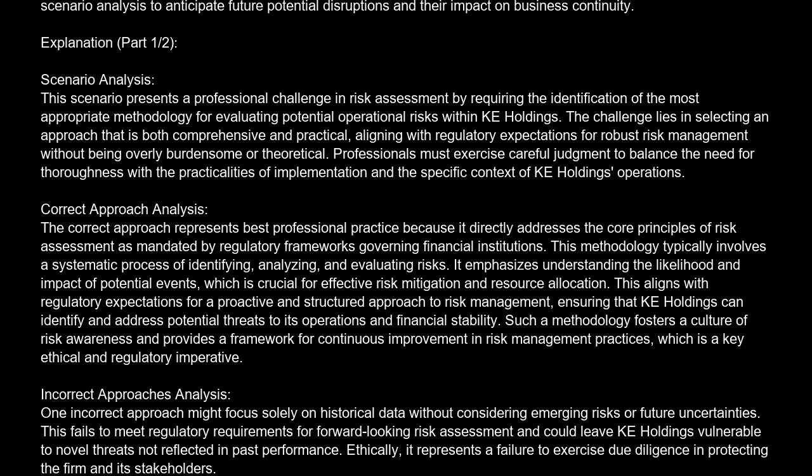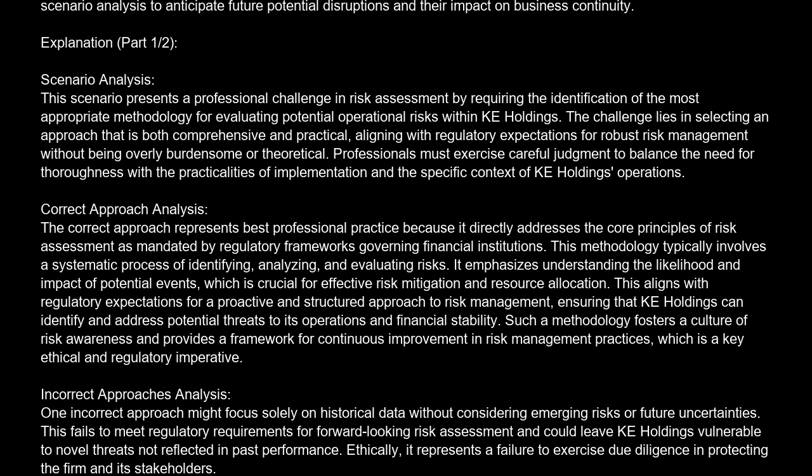Explanation: this scenario presents a professional challenge in risk assessment by requiring the identification of the most appropriate methodology for evaluating potential operational risks within KE Holdings. The challenge lies in selecting an approach that is both comprehensive and practical, aligning with regulatory expectations for robust risk management without being overly burdensome or theoretical. Professionals must exercise careful judgment to balance the need for thoroughness with the practicalities of implementation and the specific context of KE Holdings operations.